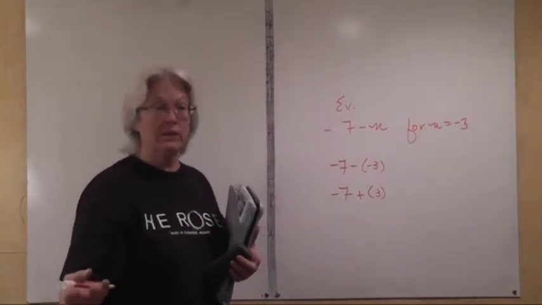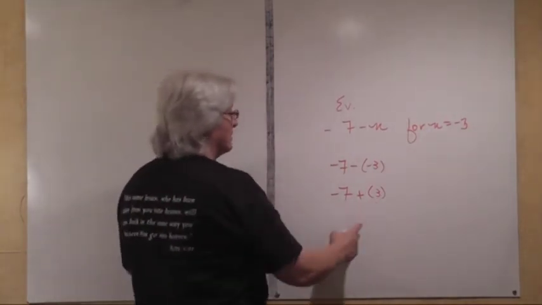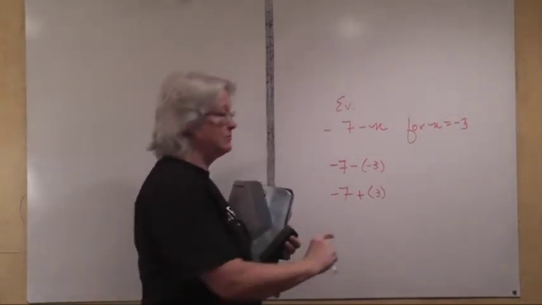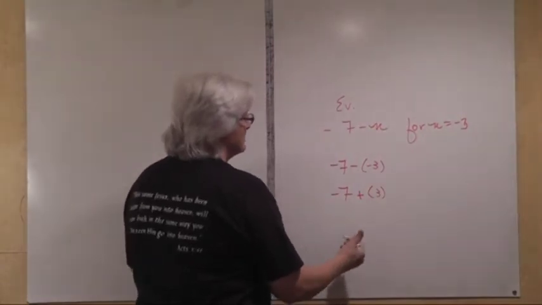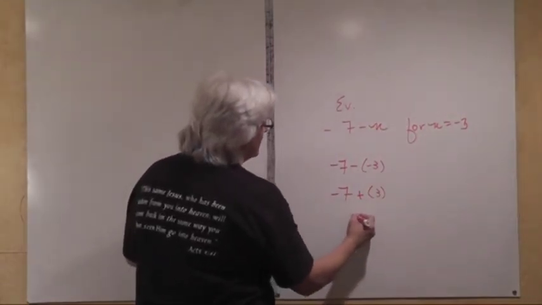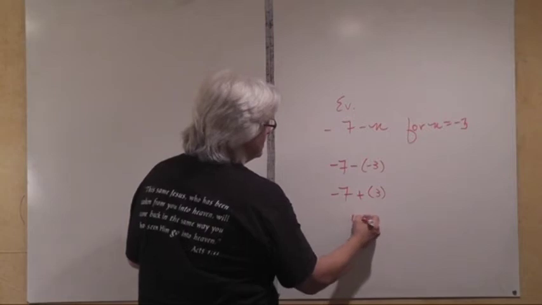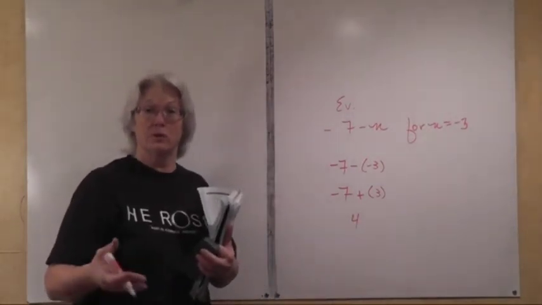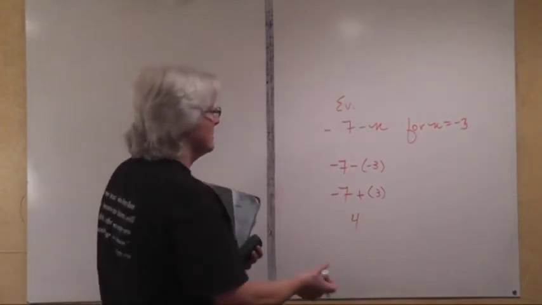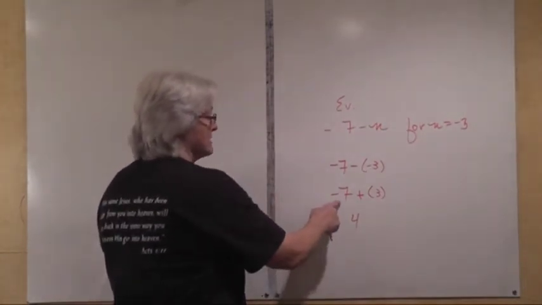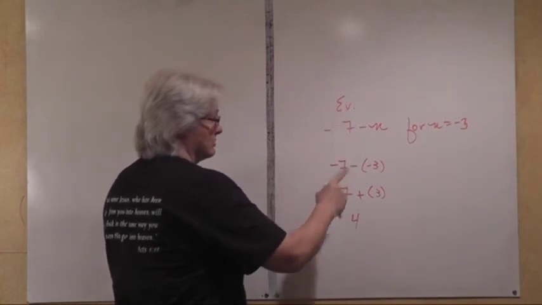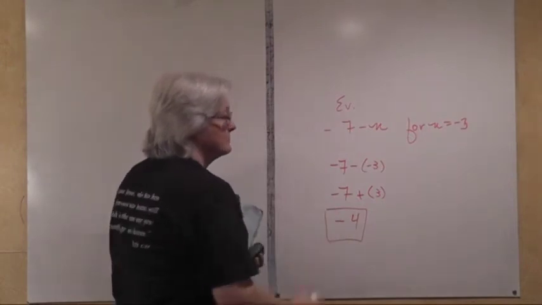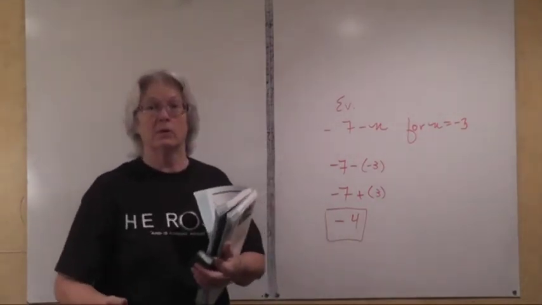What did we learn to do with that? Subtract the smaller number from the bigger number. When I say the smaller number, I mean the smaller absolute value from the larger absolute value. 7 minus 3 is 4. Now we have to make sure we're using the correct sign. The negative sign is in front of the larger number, which is 7. So negative 7 plus 3 is a negative 4.